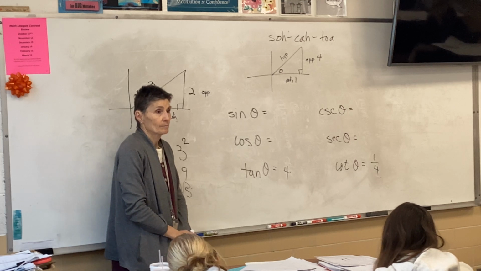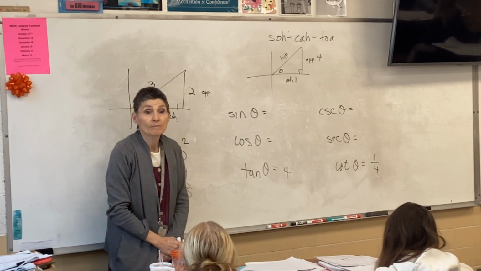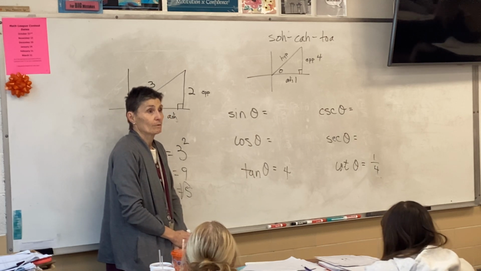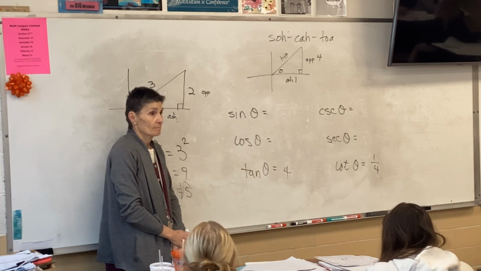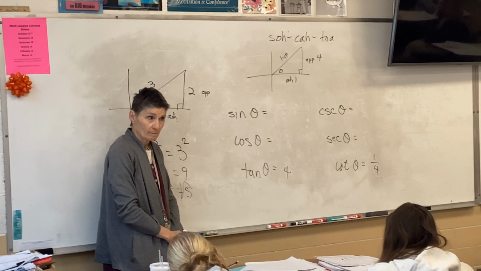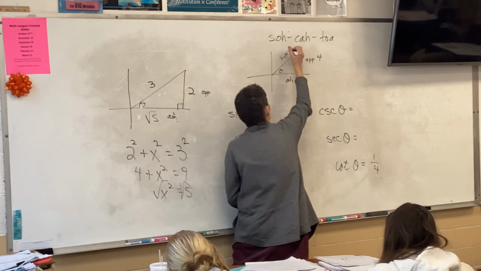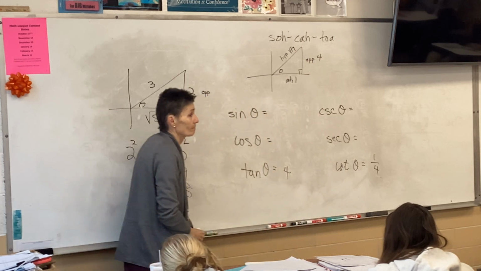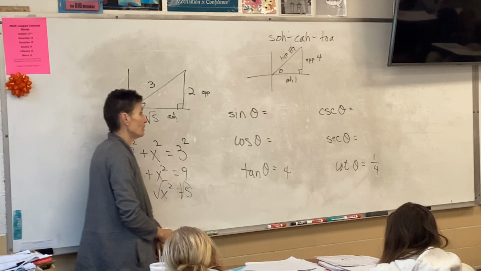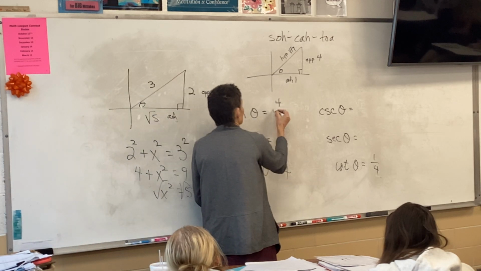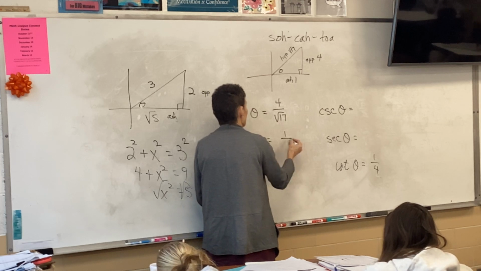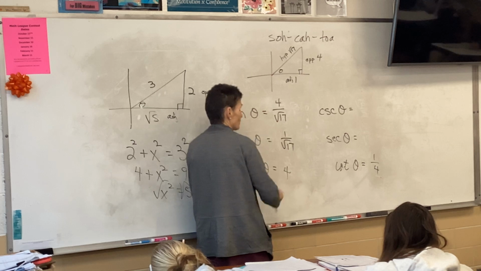What do you think? Square root of 17. Talia says square root of 17. Grayson's nodding. Everybody good with square root of 17? All right, then here we go. So, Katoa, opposite over hypotenuse, adjacent over hypotenuse, and he's already done.